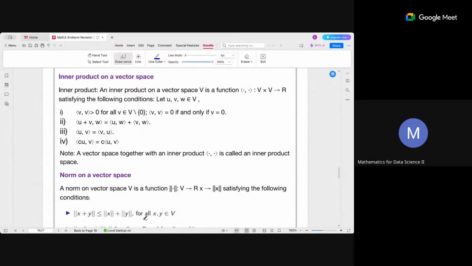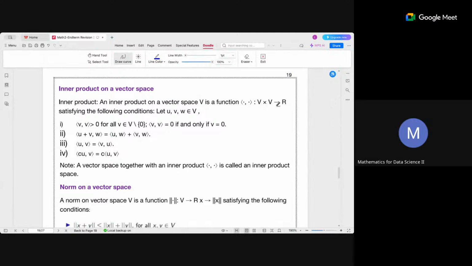So an inner product means a function from V cross V to R satisfying all these conditions. Your inner product of v comma v should be greater than 0 for all non-zero vectors, and it is 0 only for the zero vector. You can split the inner product in this way, and you can write it in the reverse order also. That will not change anything, and the scalar can be taken out. If a function satisfies all these conditions, then we call such a vector space with the inner product an inner product space.